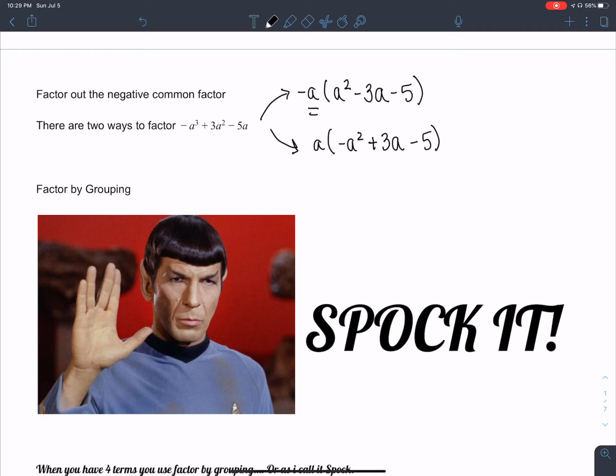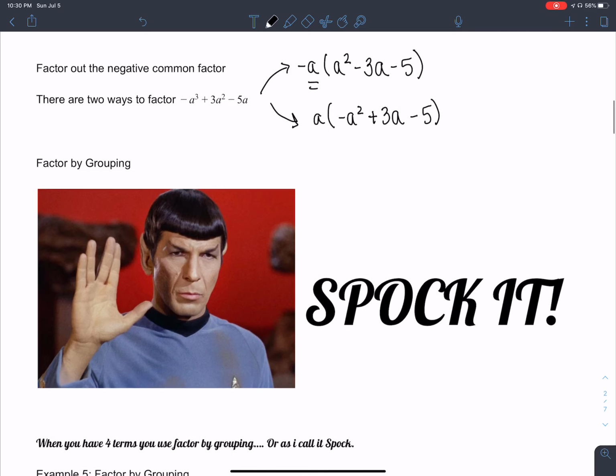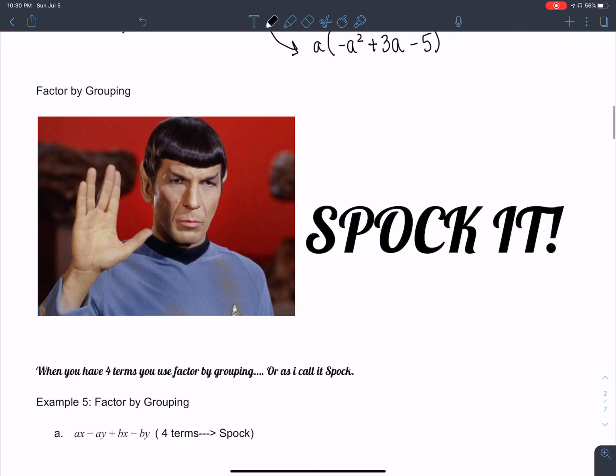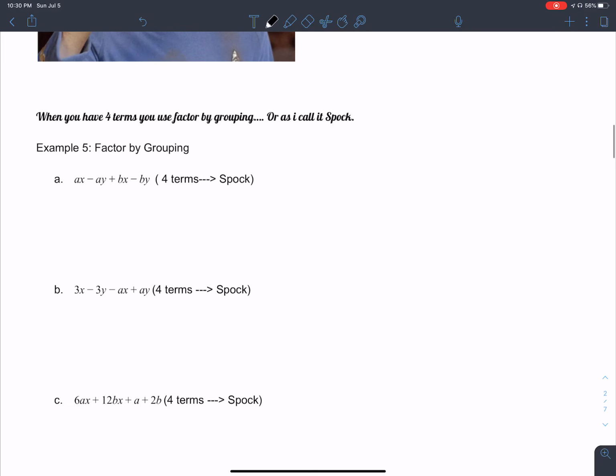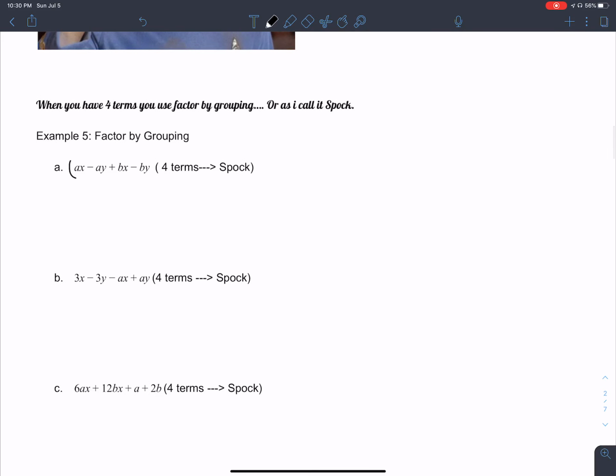Now, when we factor by grouping, I always do the Spock thing in class. Well, we're not in class, so I can't do it, so I showed you a picture. Anytime you have 4 terms, you group them and factor by grouping. We're going to group them at their plus sign and then take out their GCF.